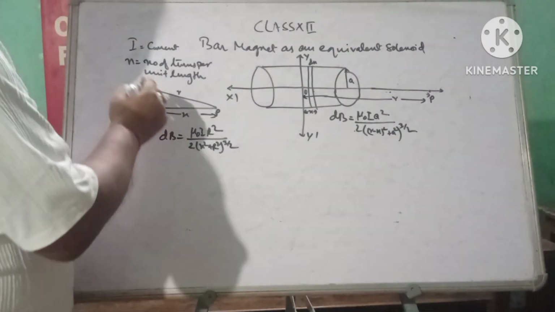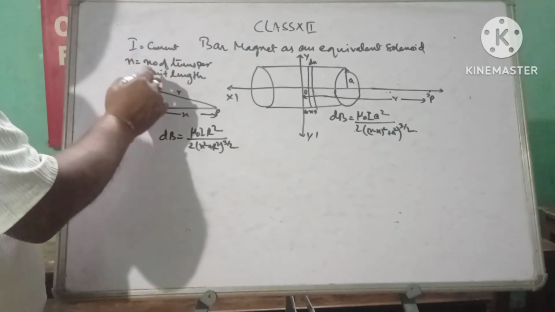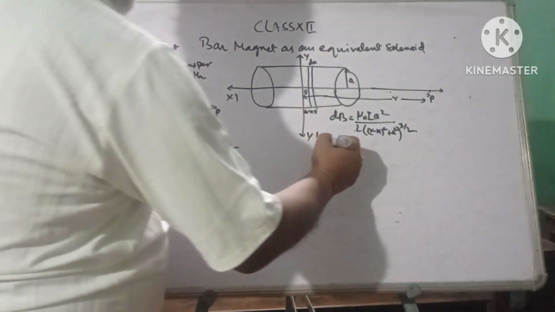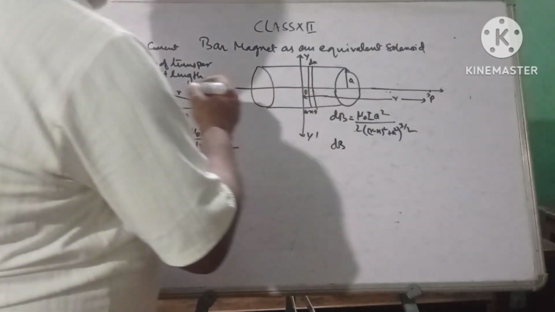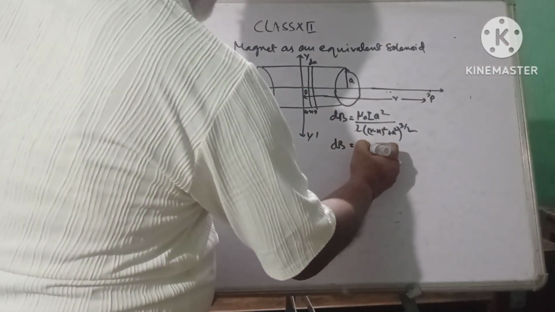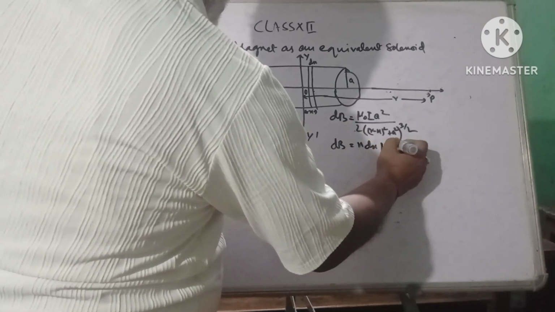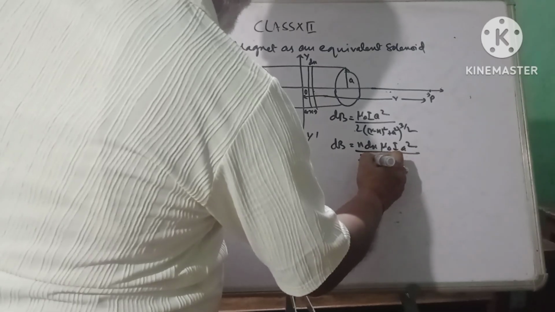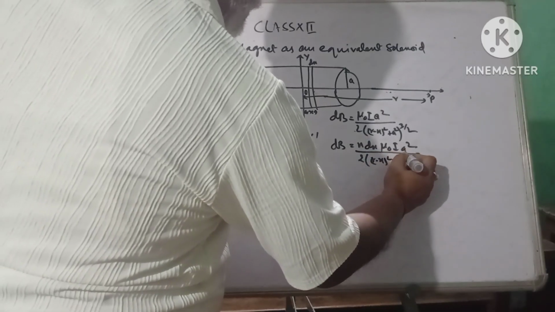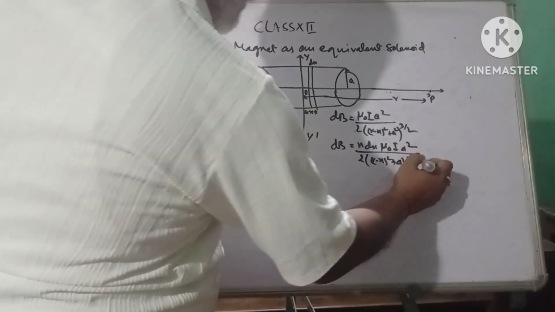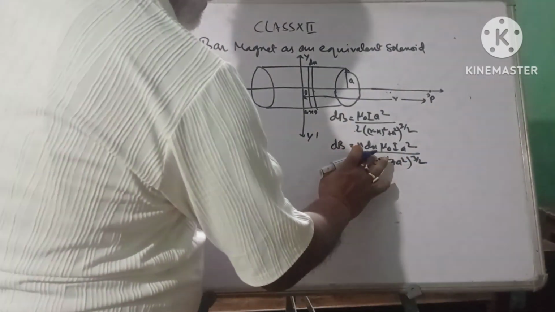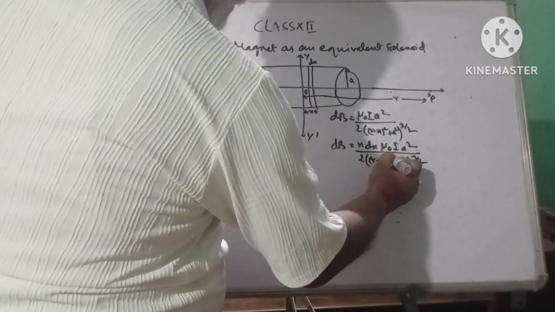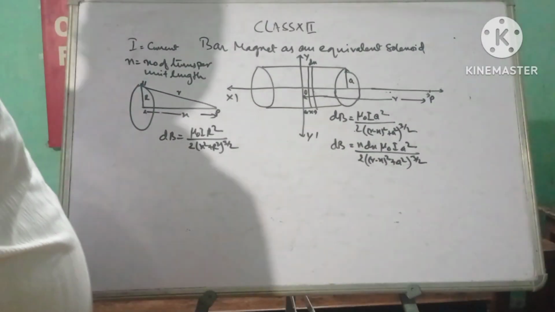Now, as in unit length there are n turns, for dx there will be n dx turns. So the magnetic field for these n dx turns will be n dx mu naught I a square by 2, over r minus x the whole square plus a square to the power of 3/2.